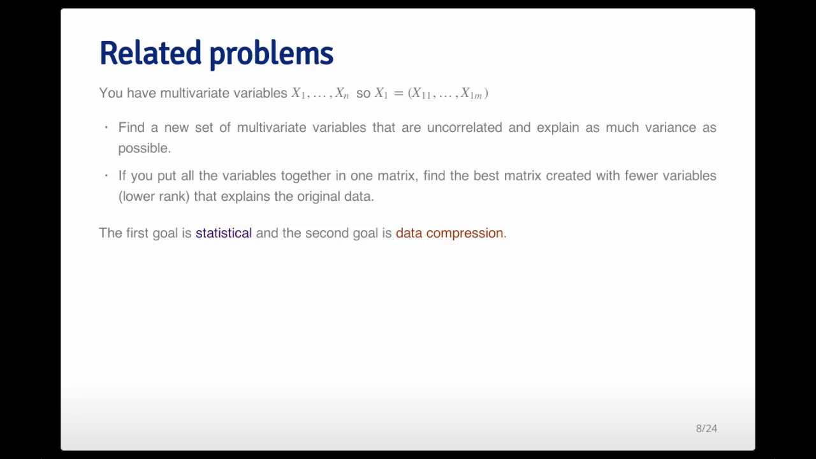So the first goal here is a statistical one, and it's a common problem that's solved by the method of principal components analysis. And the second goal here is more of a data compression problem, where you want to find a smaller representation of the original data. One way to think about that problem is with the singular value decomposition.